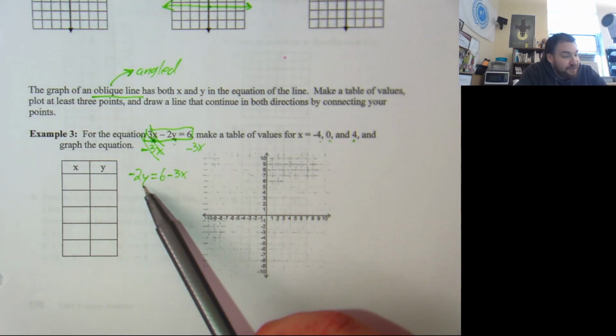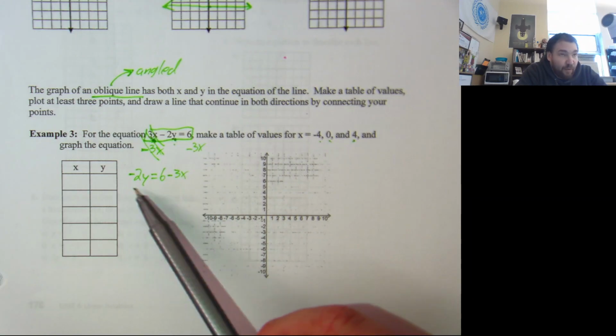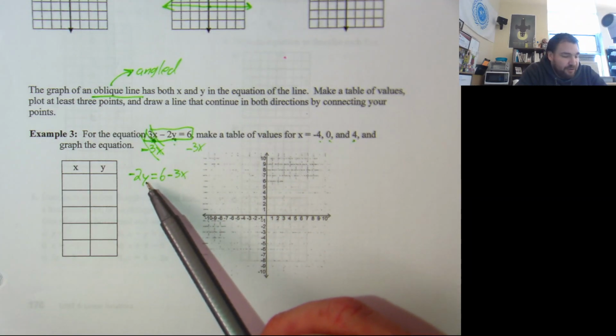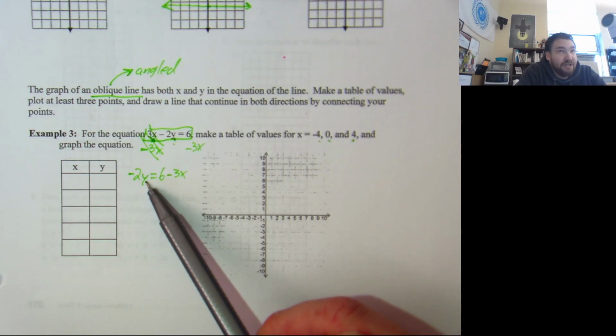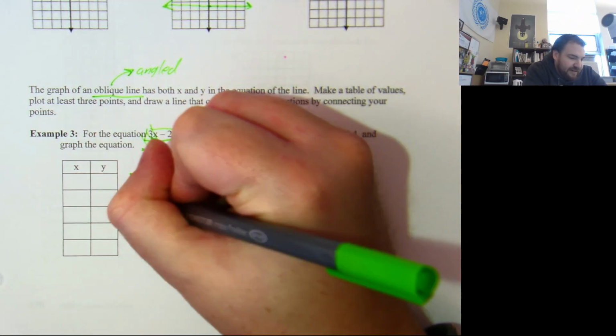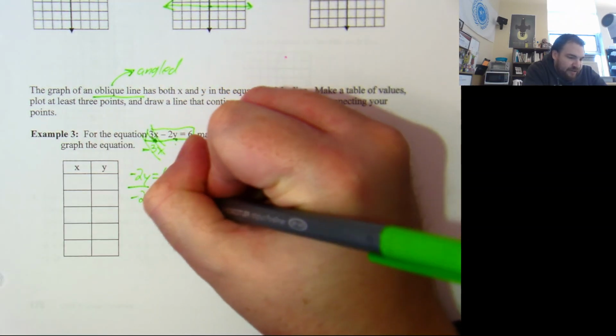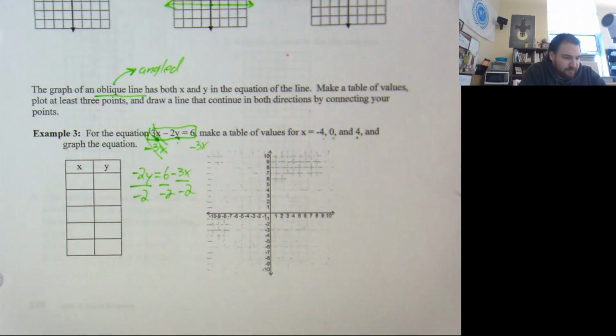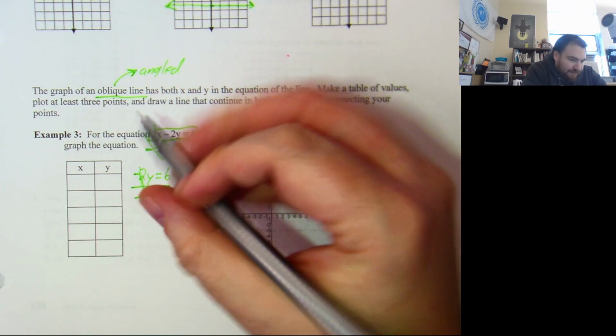Now I've got -2y equals 6 minus 3x. I want to get y by itself. So the -2 and the y are attached by, you betcha, multiplying. So to undo that, I have to divide. And whatever I do to one side, I have to do to everything on the other side. I'm going to be left with y.